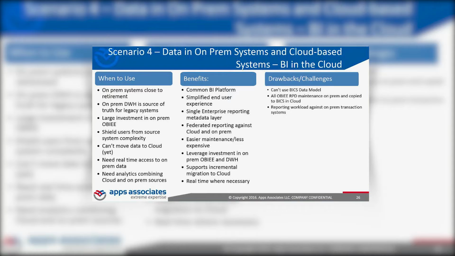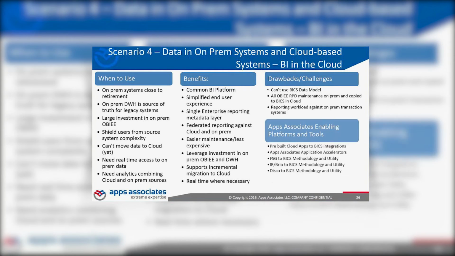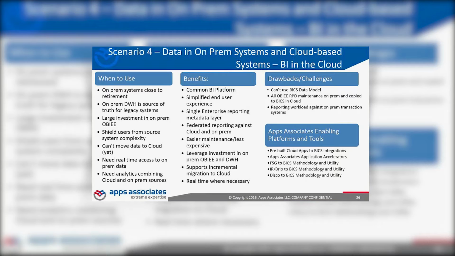Some of the drawbacks and challenges, well, we kind of mentioned them. If you're using OBIEE lift and shift, you can't use the BICS data model, and you need to run all your maintenance through the RPD, and you might be keeping some of that workload in on-prem transaction systems. There are many ways around that. There are replication strategies. I'm not really going to go into it in this particular session, but there are many ways to address that. As I mentioned, we have a number of pre-built integrations from cloud-based systems into BICS. We have full-blown application accelerators and a number of utilities. So there's lots we can help out with there.